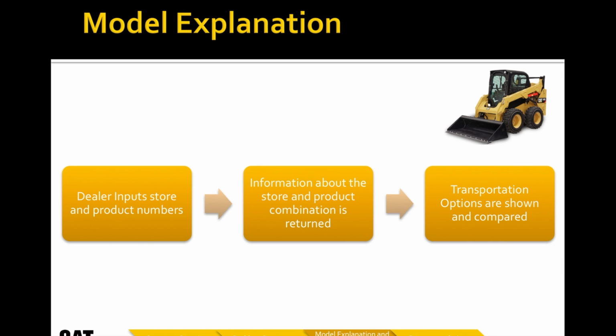So our model can be viewed on Microsoft Excel, and for a brief overview, the way it works is that the dealer can input the product number and the store number that they plan to order. Then the information about that product will appear at the top of the screen, and 4 different transportation options are shown and compared with one another. The parameters that we used in this model include lead time, transportation cost, interest, carrying cost, service level, and demand.